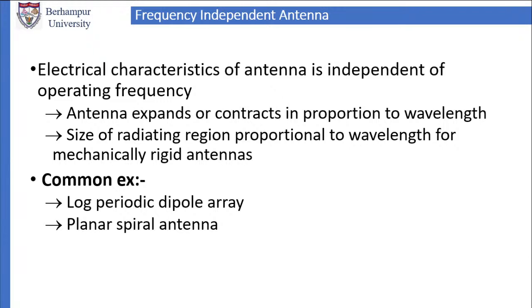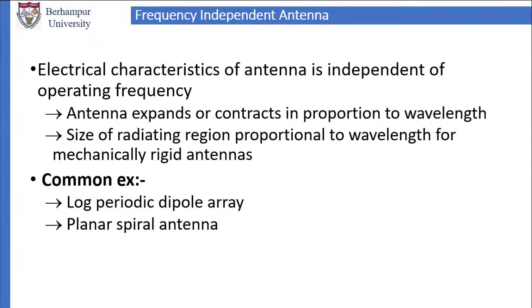So if the antenna is frequency independent over that band, which means the antenna is radiating or receiving over that band, those types of antenna are called frequency independent antennas. The electrical characteristics of a frequency independent antenna are independent of the operating frequency. The antenna will expand or contract in proportion to wavelength. Automatically, the antenna construction is such that it expands as the wavelength expands, and it contracts as the wavelength contracts. So the antenna expands or contracts in proportion to wavelength.